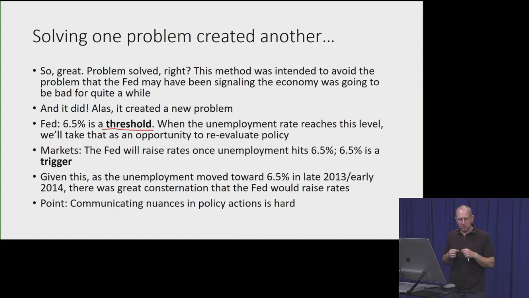The difficulty, though, is financial markets looked at that 6.5% and said, well, once the unemployment rate hits 6.5%, the Fed's going to raise interest rates. In other words, financial markets interpreted that 6.5% not as a threshold, but as a trigger. And so what happened in late 2013 and early 2014, the economy was improving and the unemployment rate was dropping ever closer towards 6.5%. And there was a lot of consternation that the Fed was going to raise interest rates once the unemployment rate hit 6.5%. And so the other point here I want to make is that nuances of policy are sometimes very difficult to get across.